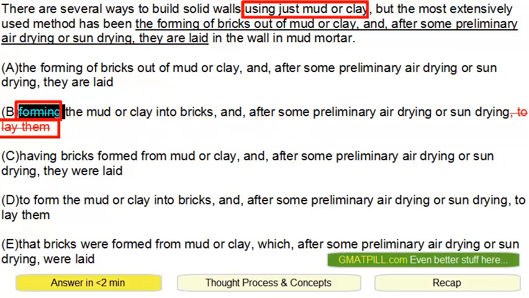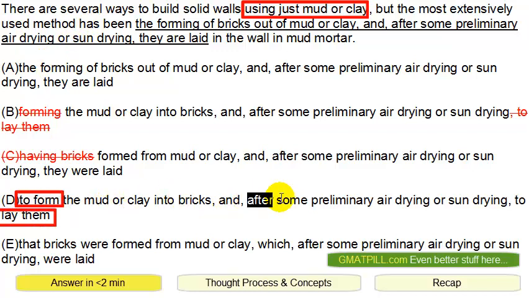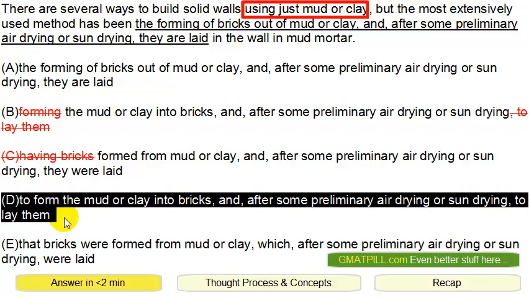So what about C? The most extensively used method has been having bricks. That's kind of awkward. Has been to form. Okay, that's good. So one method is to form the mud or clay into bricks, and after blah blah blah to lay them. Alright, to lay them is consistent with to form, so that's good. D looks like it might be the answer.